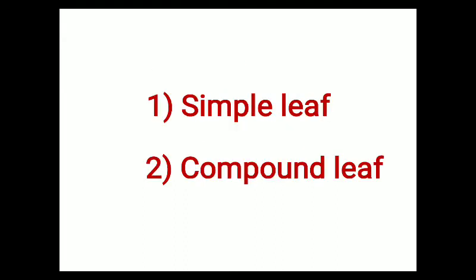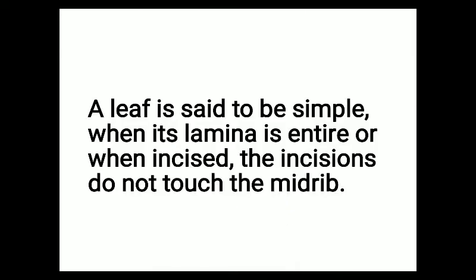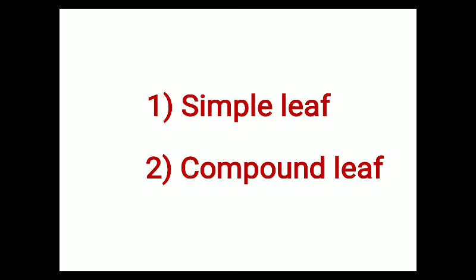First we'll discuss about what are the different types of leaves. On the basis of the lamina of the leaf we can categorize leaf into two different types. What is lamina? This green part of the leaf, this is the lamina. On the basis of this lamina, leaves are mainly categorized into two different types. First one is a simple leaf and second one is a compound leaf.